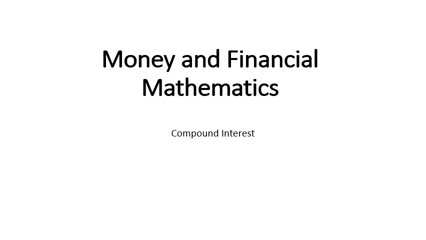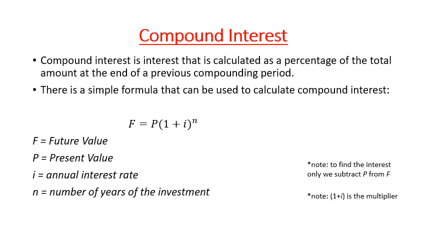This video tutorial looks at the mathematical strand of money and financial mathematics, and more specifically, we're going to focus on our understanding of compound interest. Compound interest is interest that's calculated as a percentage of a total amount at the end of a previous compounding period. Now, what does that actually mean, and how does that differ from simple interest?